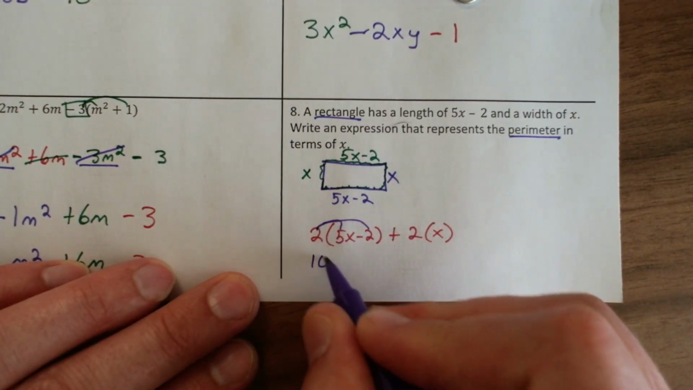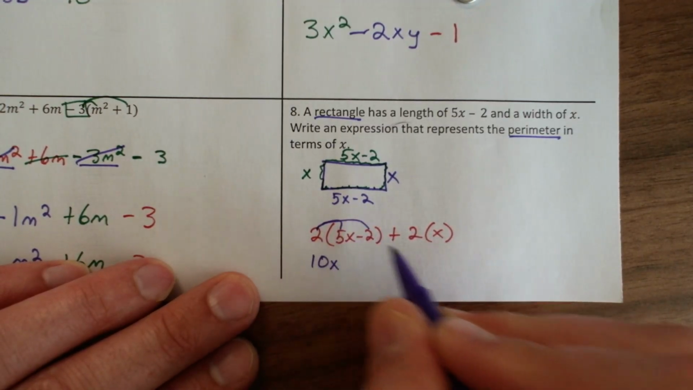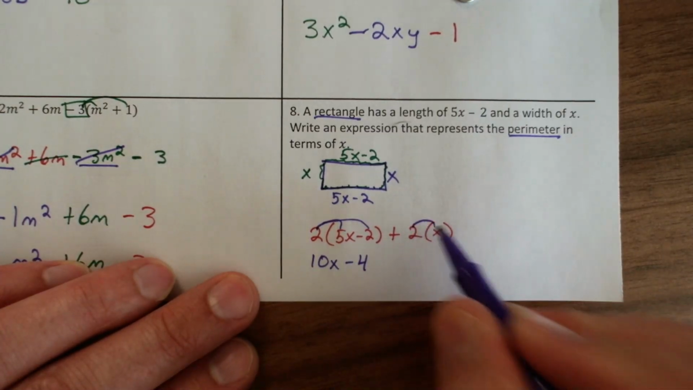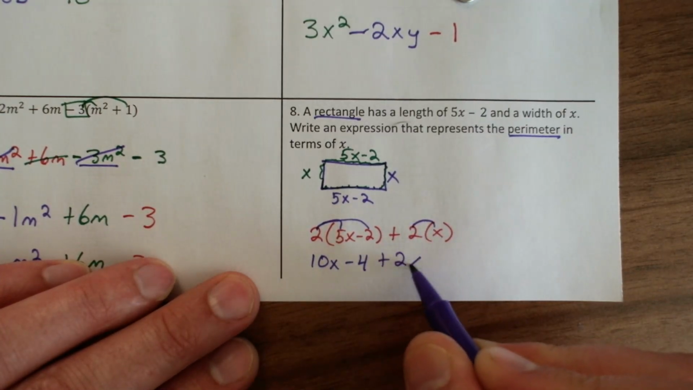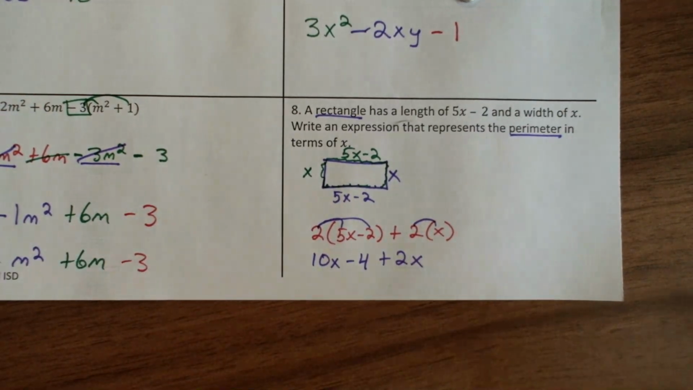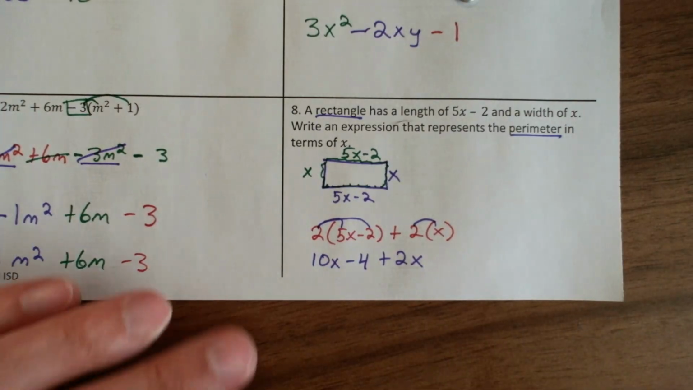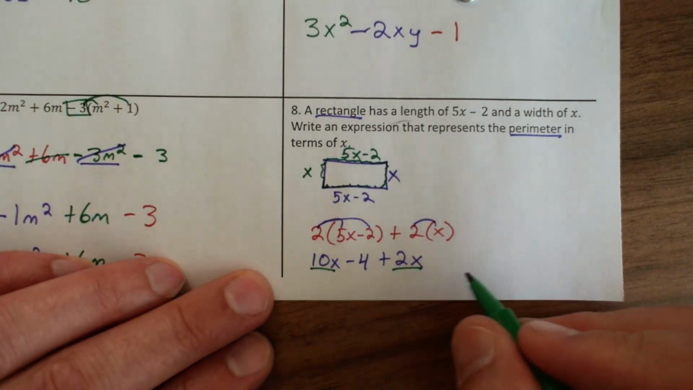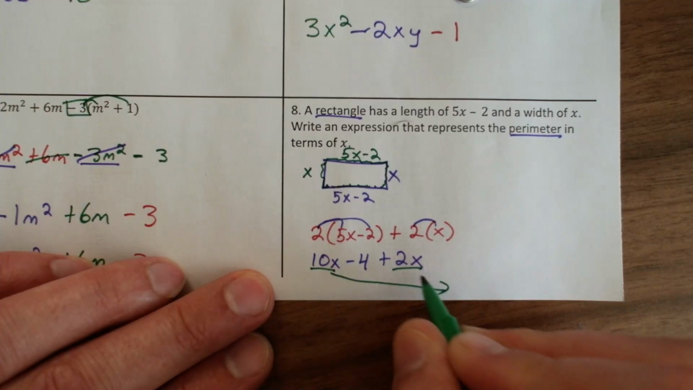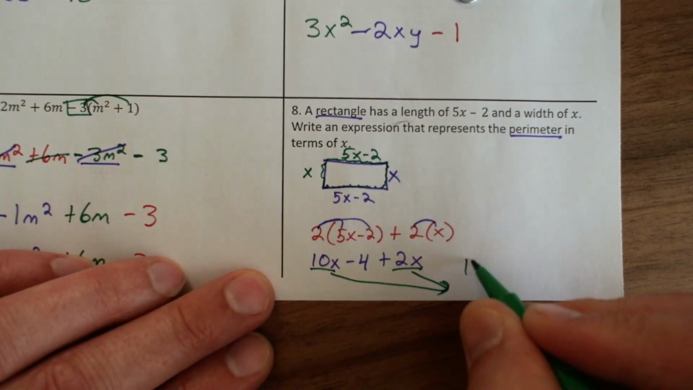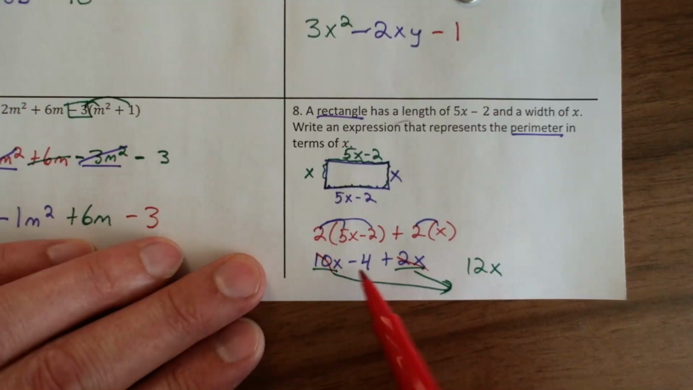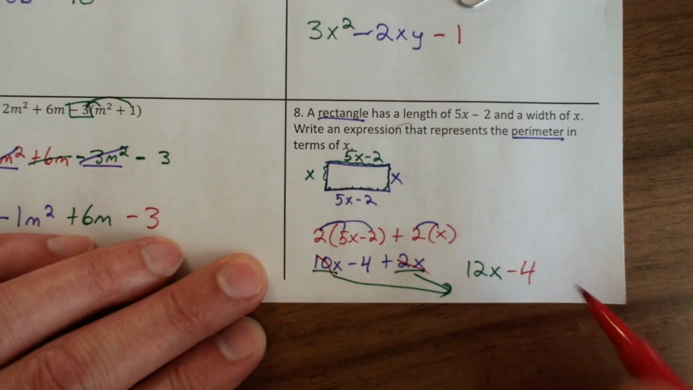5 times 2 is 10x. 2 times negative 2 is negative 4. Plus 2 times x is 2x. My next step is I combine like terms. I have 10x here. I have 2x here. 10 plus 2, that's 12x. And I'm just left with that negative 4.